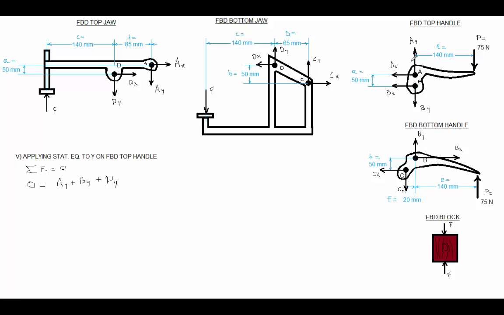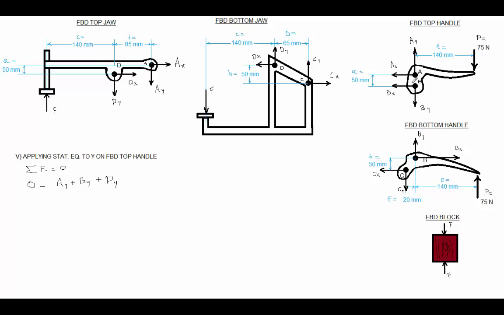Once we know BY, we can bring that information back up to the top handle to find AY, and I'm going to use static equilibrium in the Y direction. Now you might ask, why did I use static equilibrium in the Y direction here, but I didn't use static equilibrium in the X direction to find AX or BX? The answer is because there is no way to solve for AY independently.